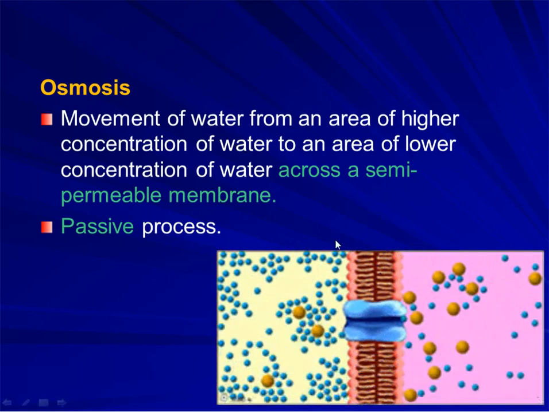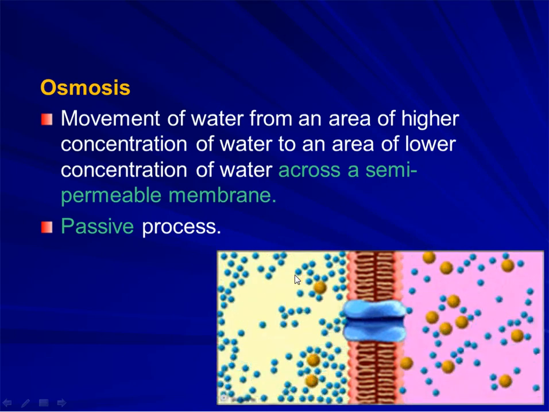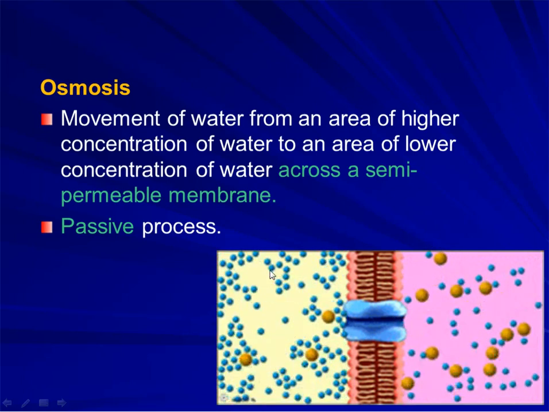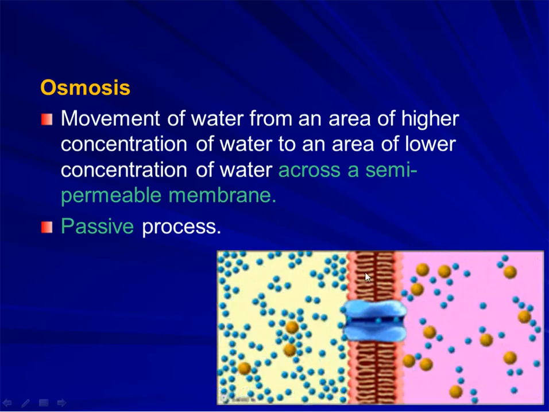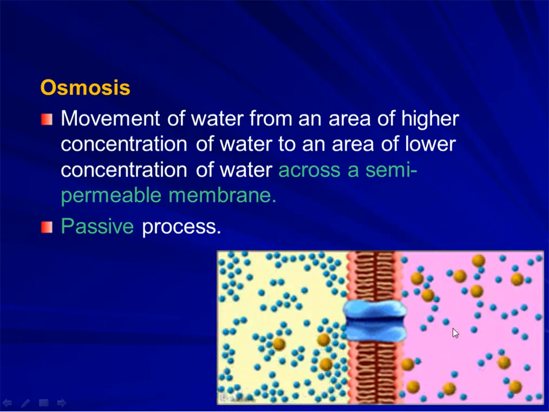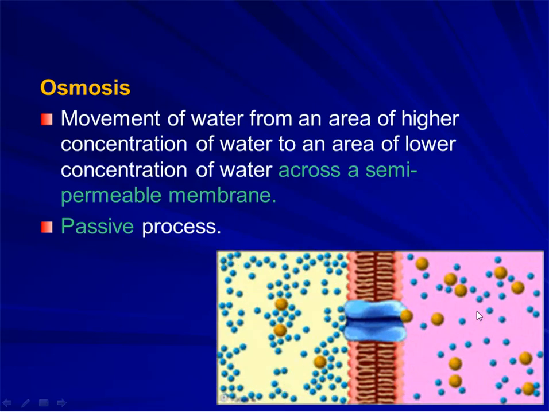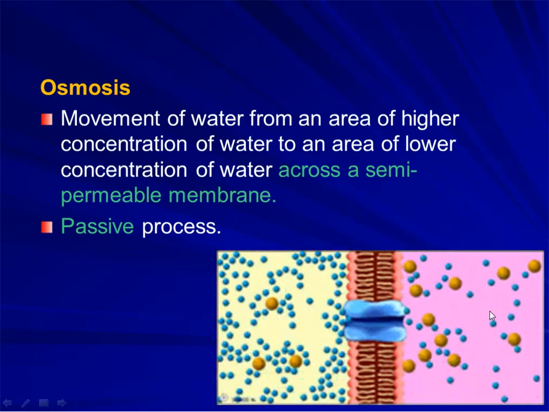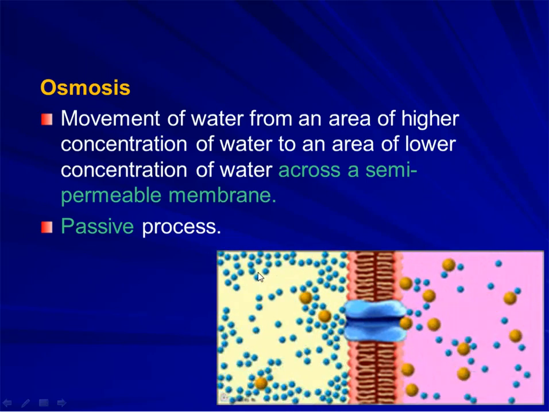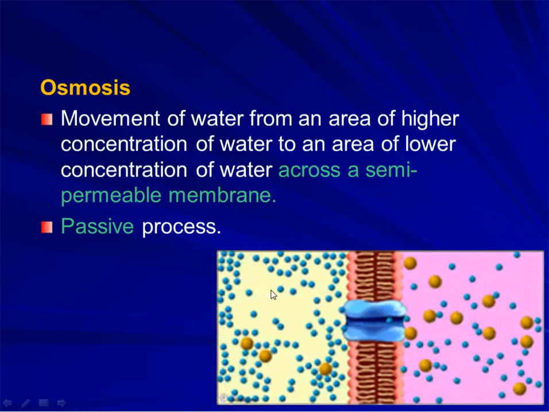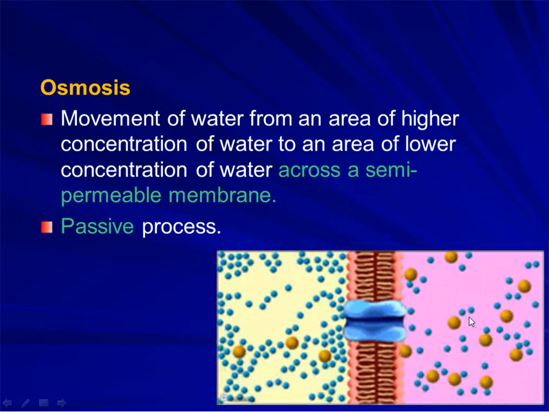As you can see in this picture, the chamber on your left-hand side, the one in blue color, is the water molecules. The one on the left has more water molecules compared to the chamber on the right. The chamber on the right has just very few blue molecules. The blue molecules are the water molecules. So water molecules will move from the region where they are in higher concentration of water to the region where they are in lower concentration of water.